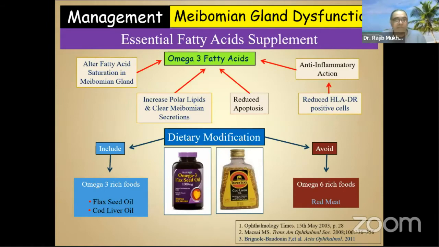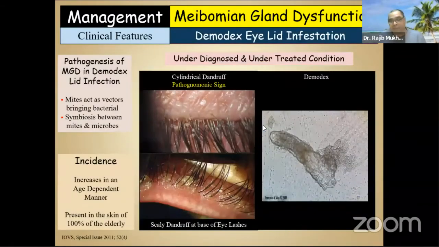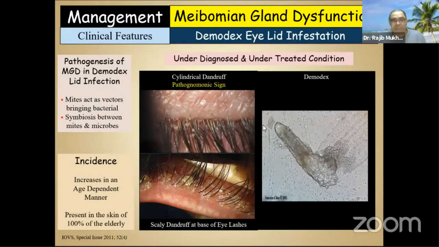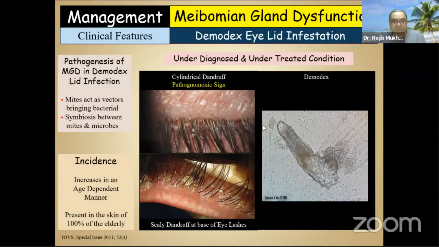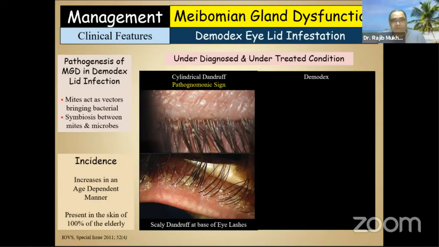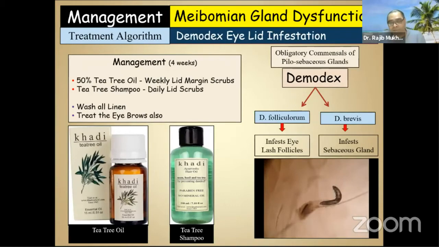Supplementation of diet with omega-3 fatty acids has also been considered in management of meibomian gland dysfunction, but one good advice to our patients would be to avoid omega-6 rich foods like red meat. One thing that's been enunciated by the previous speakers is Demodex infection. This actually coexists, especially in the elderly, with meibomian gland dysfunction. It can be easily diagnosed by plucking out one of these lashes with cylindrical dandruff and looking under a light microscope, and you can easily find these worms moving around. Use of 50% tea tree oil, weekly lid margin scrubs, also involving the eyebrows where you clean with tea tree oil, also helps in such cases.